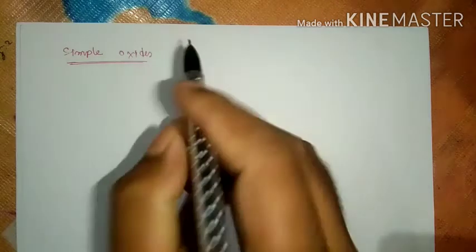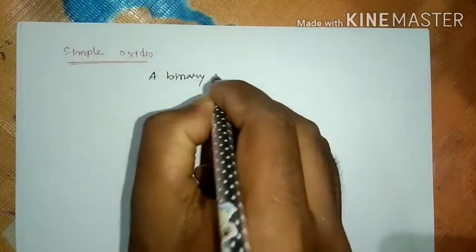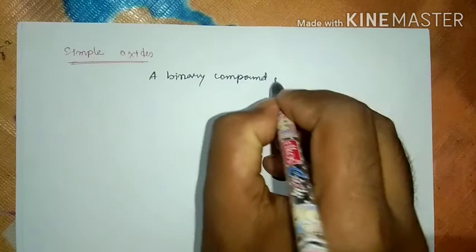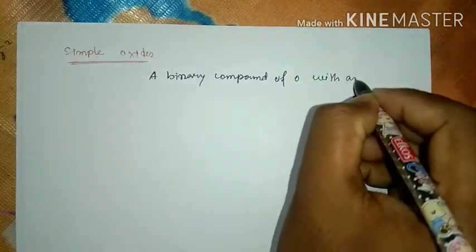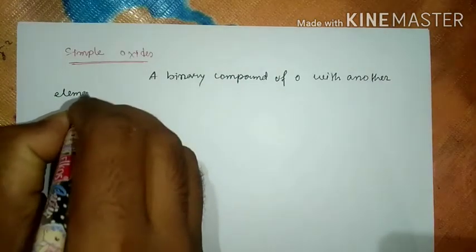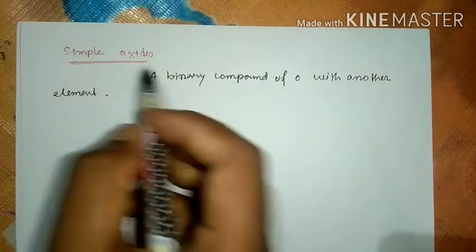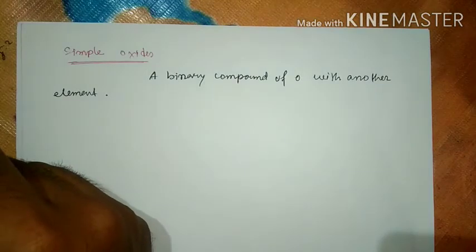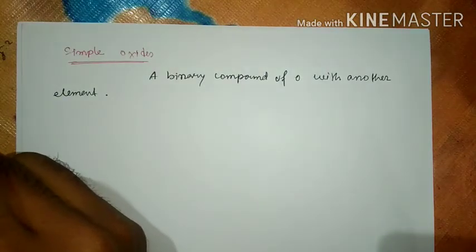Oxide means a binary compound of oxygen with another element. Now, oxides are of 3 types.